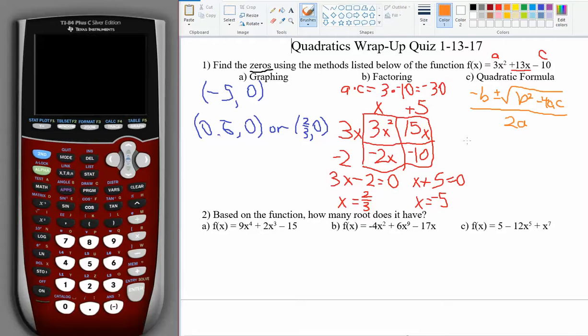So when we plug all of these in, so the opposite of 13, which is negative 13, plus or minus the square root of 13 squared. Now remember, if that's ever a negative, put it in parentheses because your calculator will have a mistake. Minus 4 times 3 times negative 10, all over 2 times 3. And I'm going to go ahead and say, because I'm me and I'm overly confident that my first two answers are right, that this one should also be x equals negative 5 and x equals 2/3.